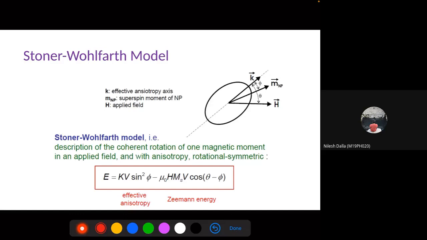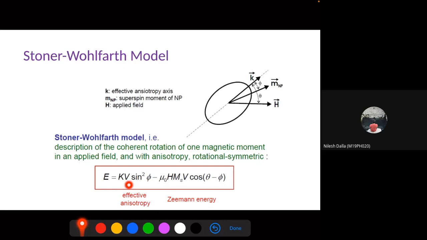And these are the basic energies which are actually involved when you want to investigate or model how magnetization varies as a function of field. So you have basically two energy terms here. That is what this slide shows.